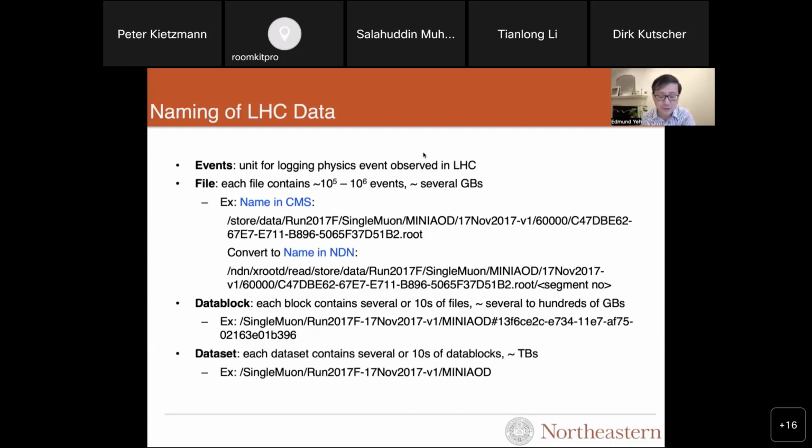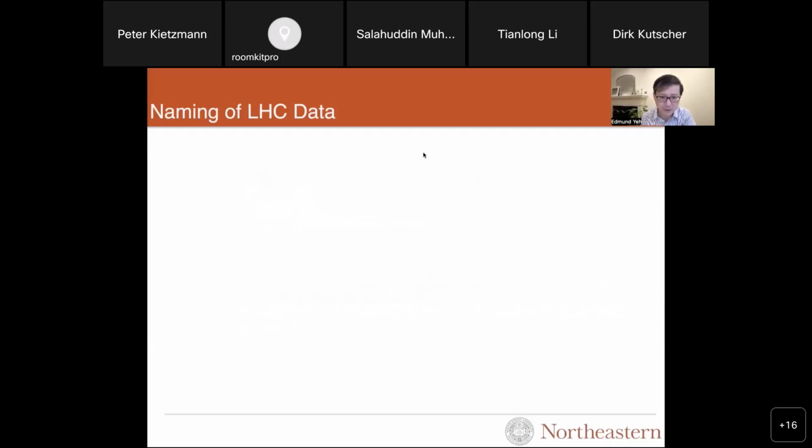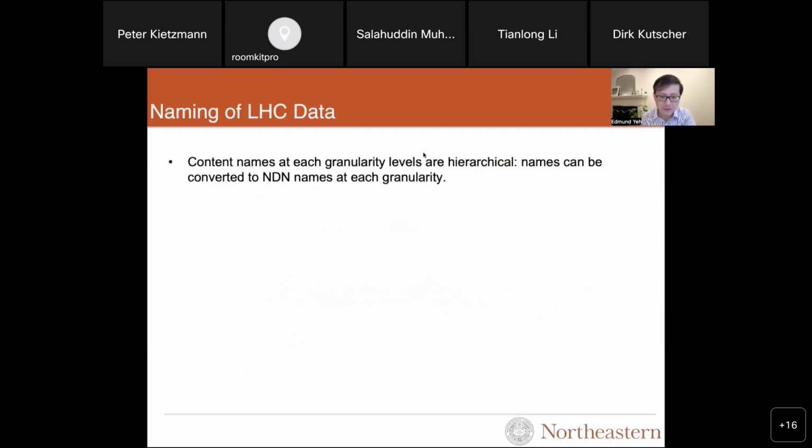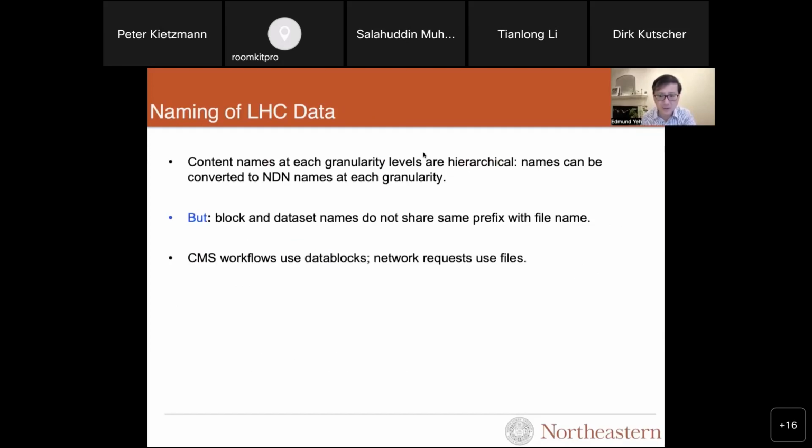When you go one more level up, you have the data set, which contains several or tens of data blocks, constituting several terabytes. And this again has a different structure than the file that I mentioned earlier. So even though at each level you have a hierarchical name, between these different levels, they do not. Content names at each granularity level are hierarchical. Names can be converted to NDN names at each granularity, but block and dataset names do not share the same prefix as the file name.